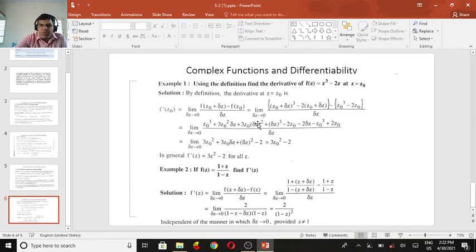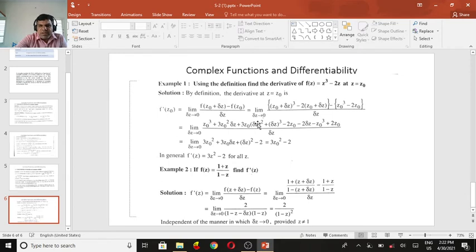Again apply the (a plus b) whole cube formula, we get a cube plus 3a square b plus 3ab square plus b cube. Same way, z naught cube plus 3 times z naught square delta z plus 3 times z naught delta z square plus delta z whole cube, minus 2 z naught minus 2 delta z, minus, I open that, minus z naught cube plus 2 z naught, divided by delta z.